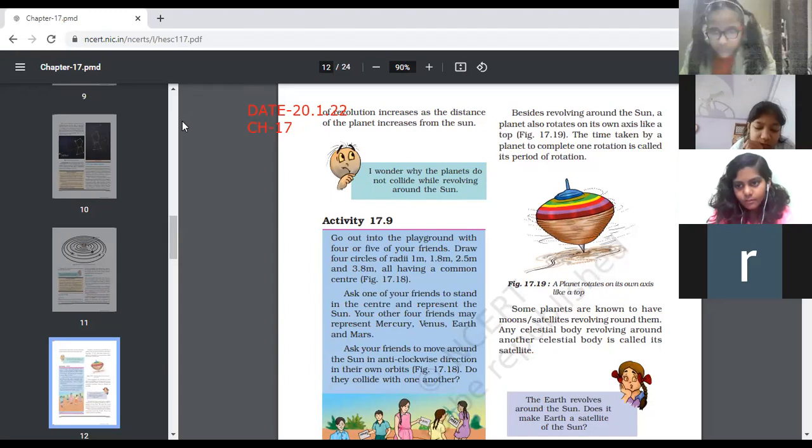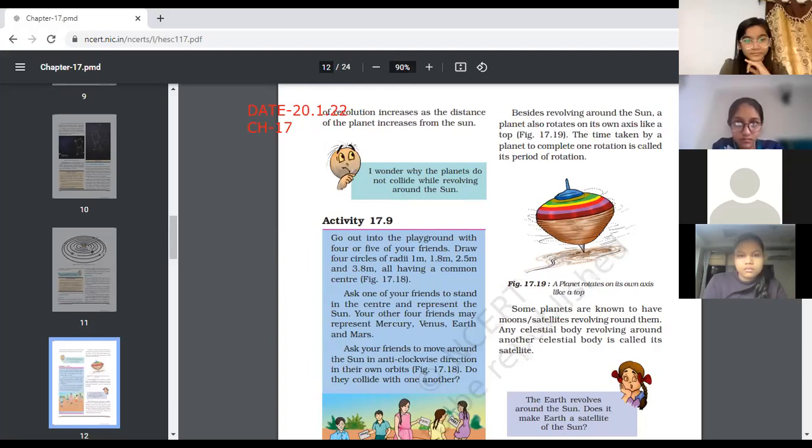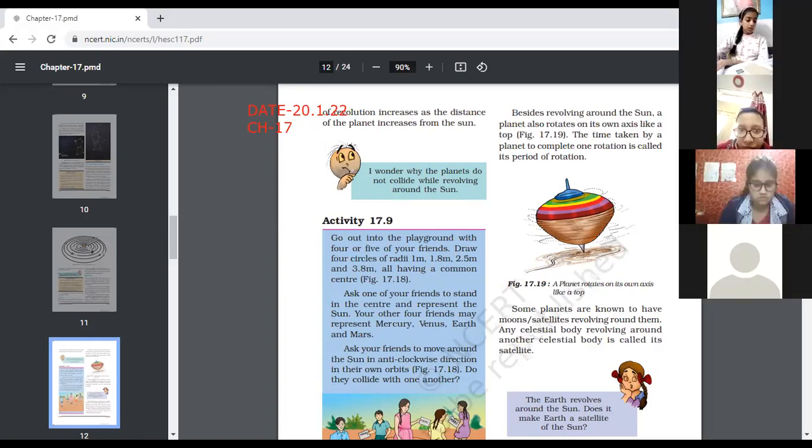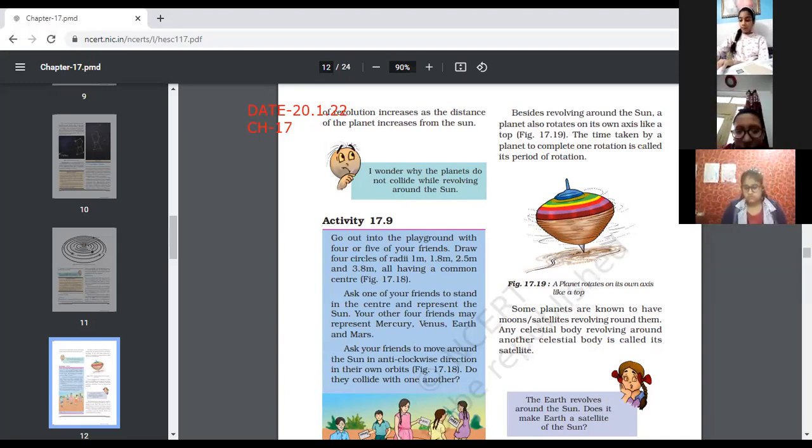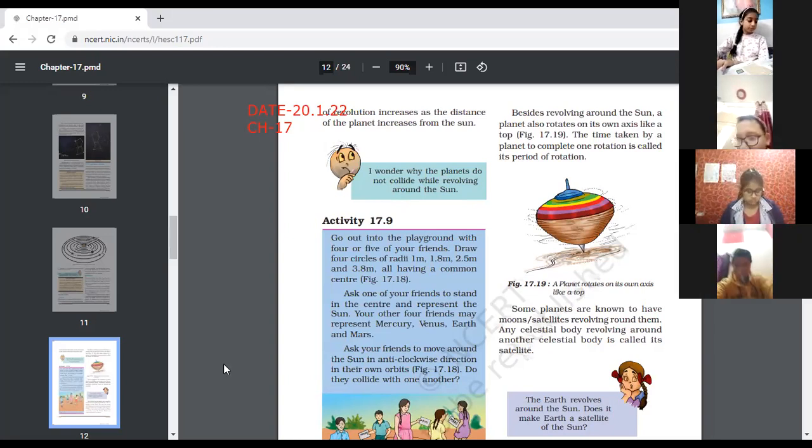Because of gravitational attraction. Yes, because of the gravitational attraction, and moreover, all the planets are moving in their own orbit. Each and every planet has its own orbit, so that's why they are not colliding. Okay? Collide means to strike or meet. Got it, everyone? Yes, Neha or Prateksha, any one of you can continue. Start from.